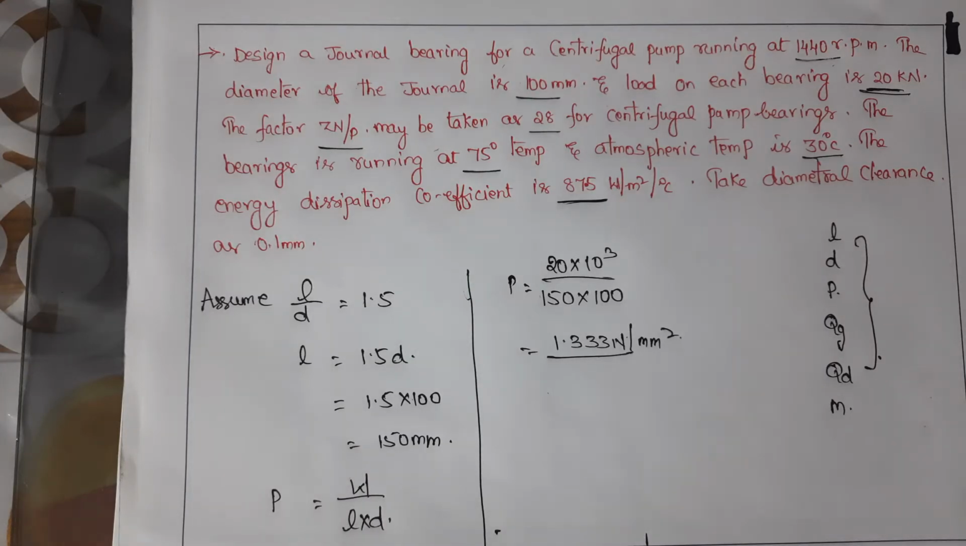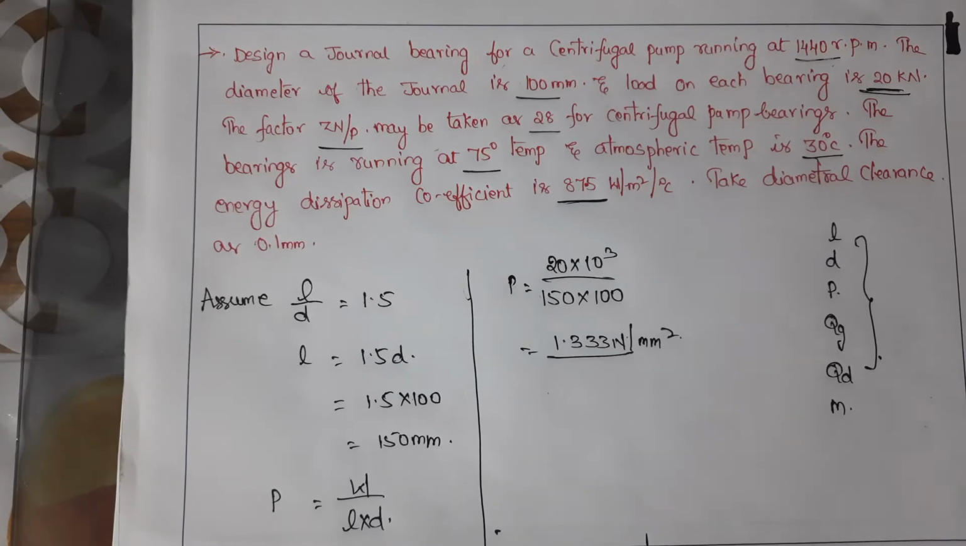Okay, so we have assumed the data of length. So we have to check whether the length that we have taken is right or not. So the value that we got for the bearing pressure, whether it is within the permissible limit or not, we have to check it by using the data book.